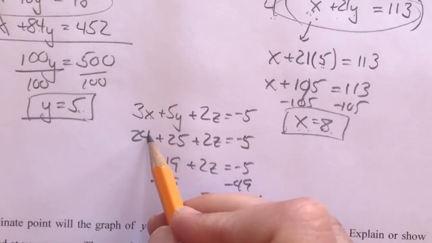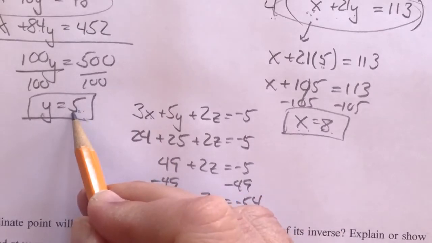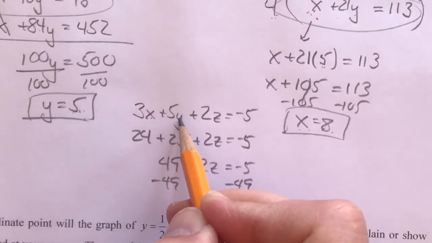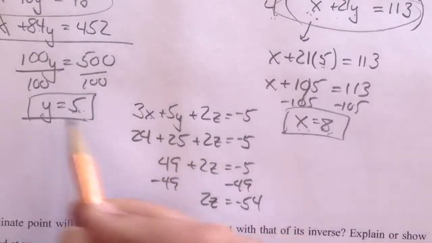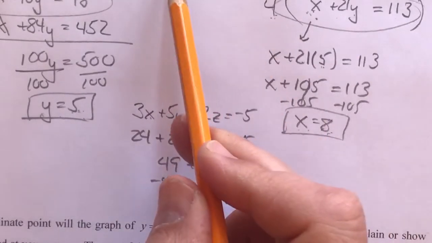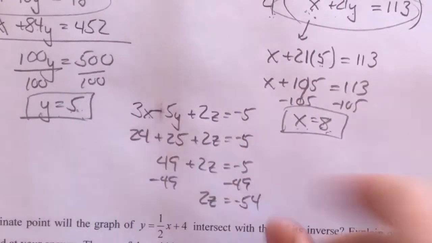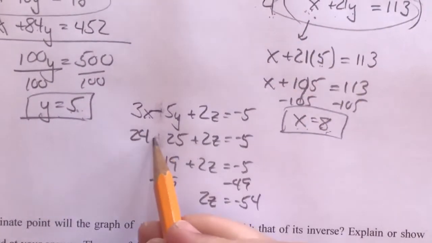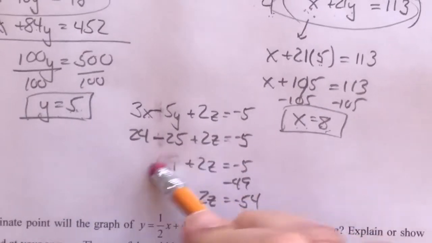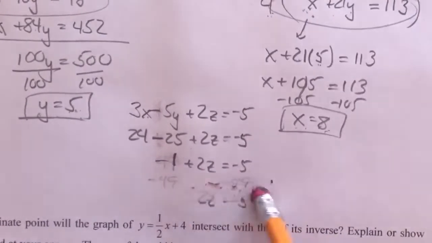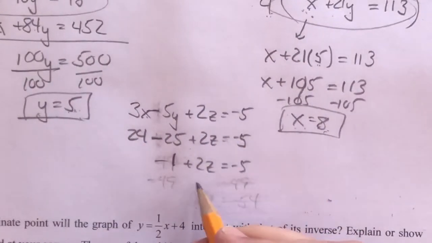Put 8 in there, you get 24. Put 5 in there, get that. I definitely got these right. Copied it down right? Of course. There's a negative there. A negative. So this was only 1, not 49. Negative 1. Much easier. Add 1 to both sides.